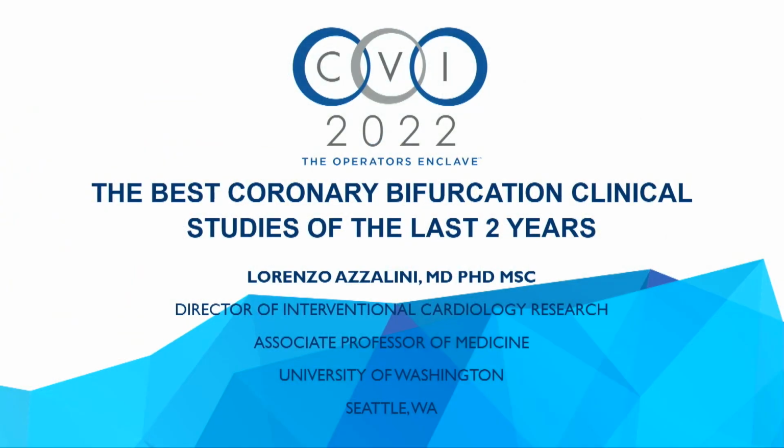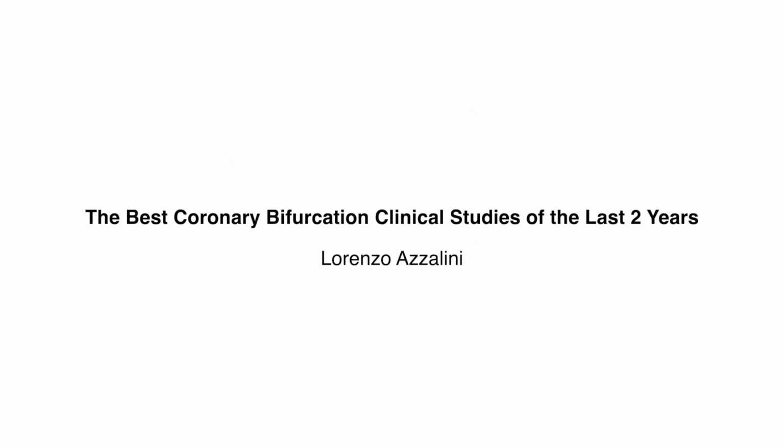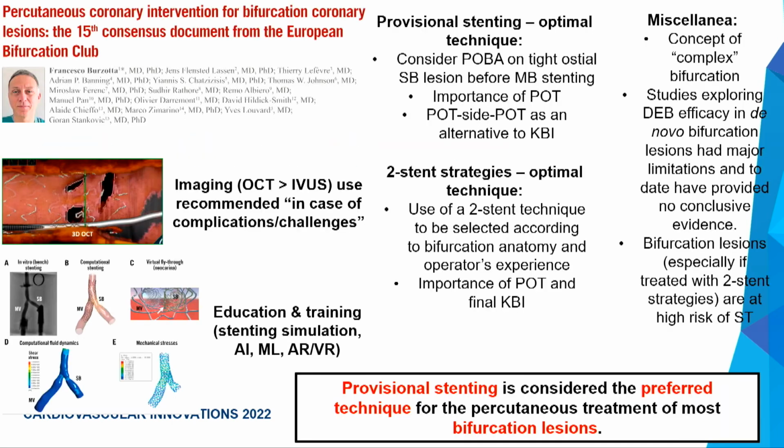I already asked the course director for preemptive forgiveness on the length of my talk, but there is really a lot to cover. So my talk will be divided into 4 sections. I'm going to talk about consensus documents, then expert reviews, outcome data, and new techniques that have come out in the past couple of years. Let's start with consensus documents.